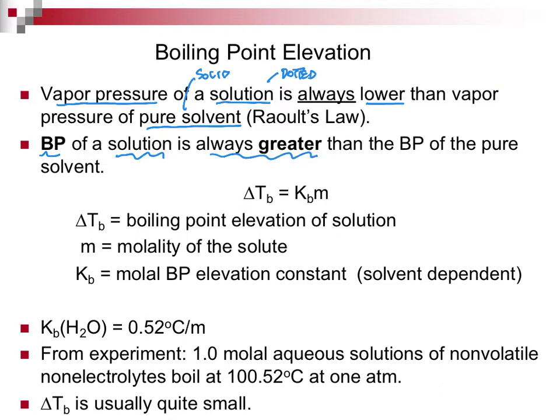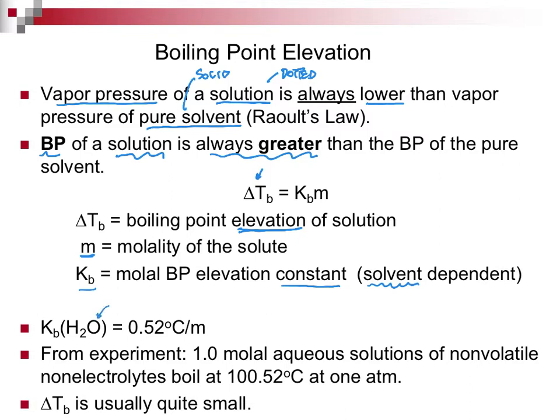We have a very simple equation. Notice delta TB, that's called the boiling point elevation. M, that is the molality. We taught you about it in an earlier section. And KB, that is a constant. It's called the boiling point elevation constant, and it depends on the solvent.